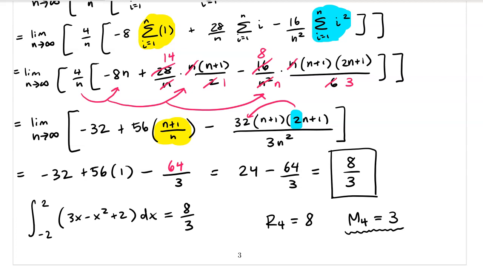And that holds true here because 8 over 3 is the same thing as 2 and 2/3. And 2 and 2/3 is much closer to 3 than it is to 8. So m sub 4, or the midpoint rule, was a much better approximation. That concludes this example.